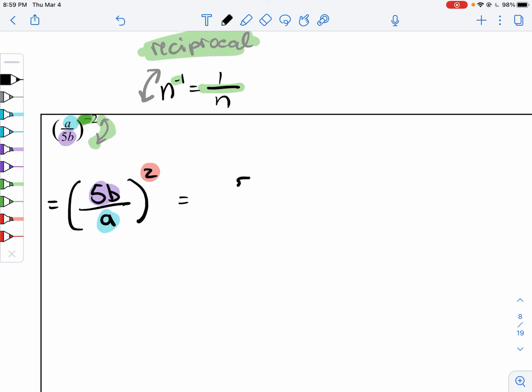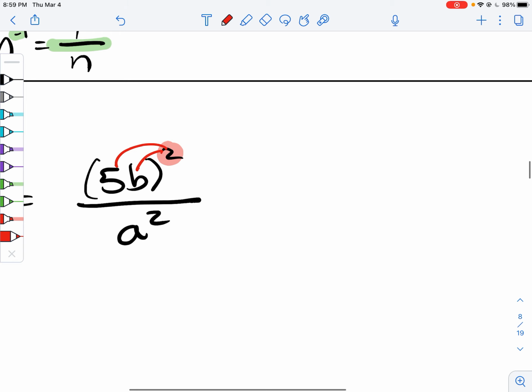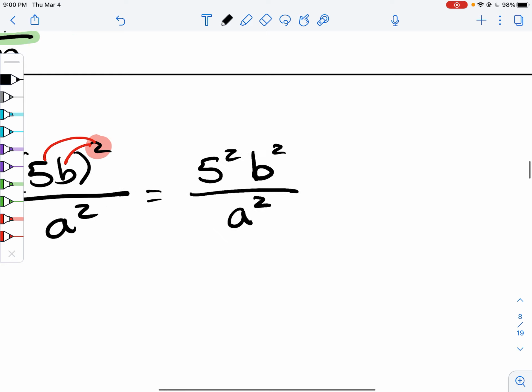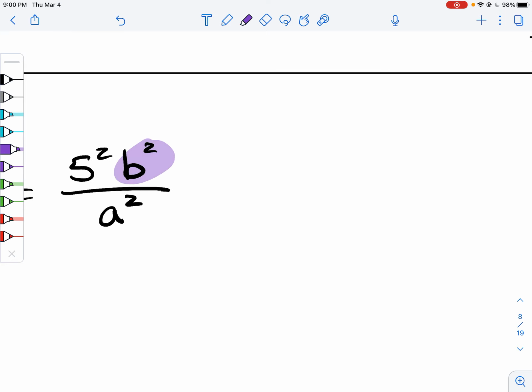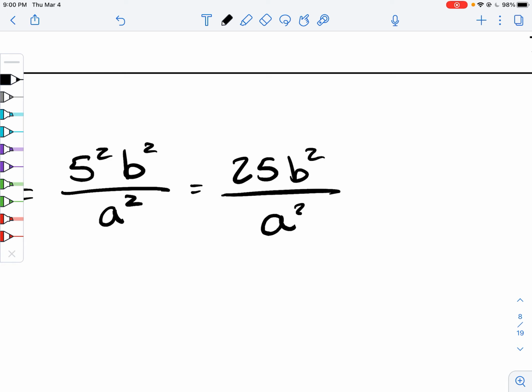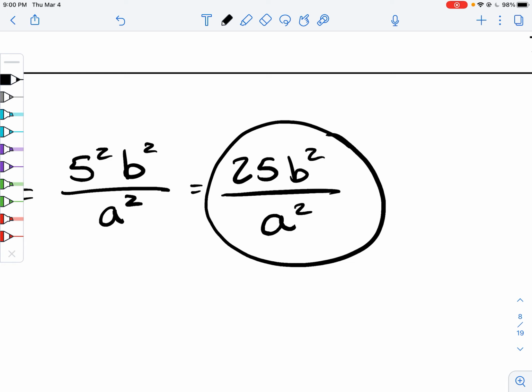So on top, that gives us 5b squared over a squared. But we've got to distribute this 2 to both of these guys. So that gives us 5 squared times b squared over a squared, because it's hip to be square. Anyway, 5 squared is 25, b squared is b squared, a squared. Weird circle, don't mind me.